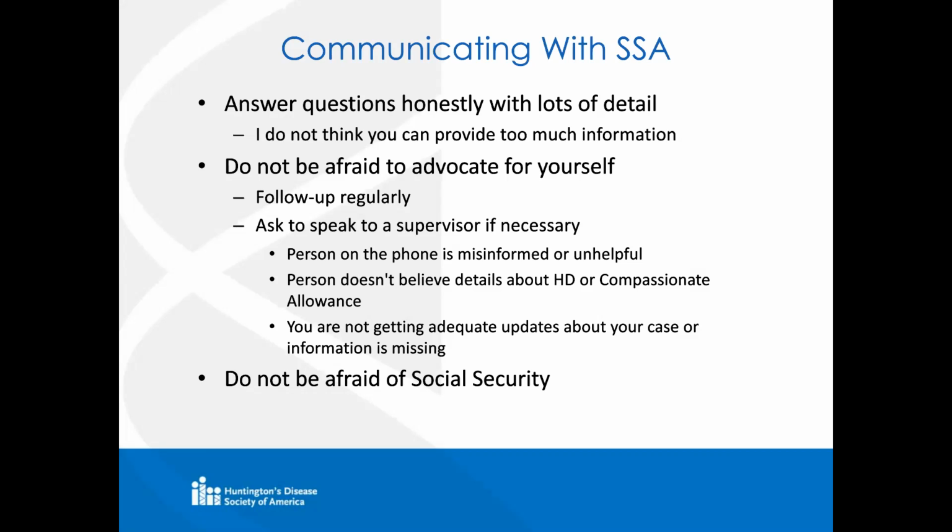When you're communicating with Social Security, first, if they call you, always answer questions honestly with lots of detail. Again, I don't think you can provide too much information. Do not be afraid to advocate for yourself. This is so important. You need to follow up regularly. If the person you're speaking with is saying that Huntington's disease does not qualify as a compassionate allowance condition, and they are not listening to you, ask to speak to a supervisor. Ask to speak to a supervisor because that is your right.